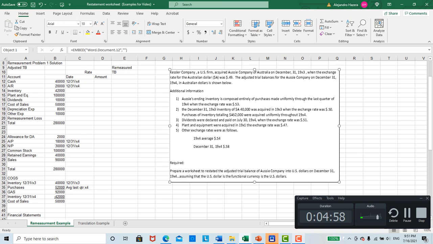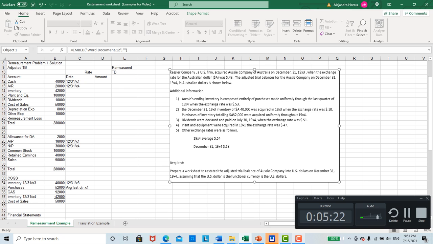And I'm going from here, right there. It says the composite purchases were made uniformly throughout the year, when the exchange rate was... okay, so the beginning inventory was acquired at 50 cents, but you acquired the other company when the rate was 49 cents. So we'll use 49 cents there. The purchases were made uniformly throughout the last quarter when the exchange rate was 53 cents.